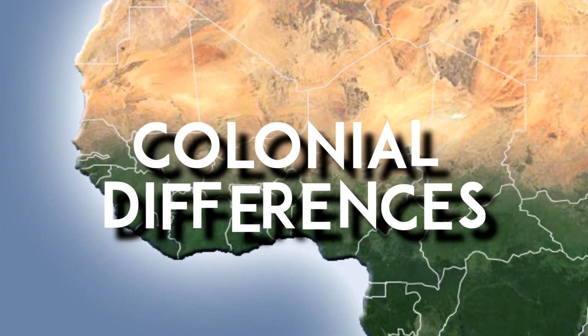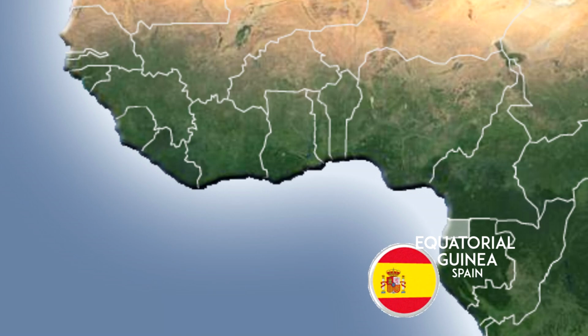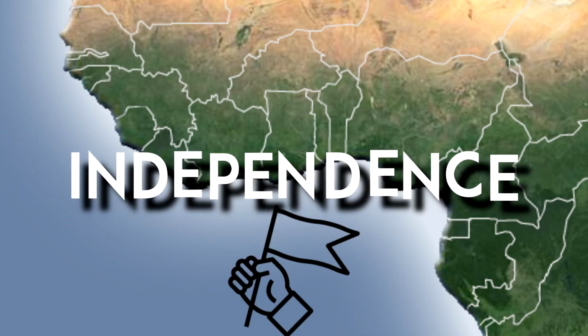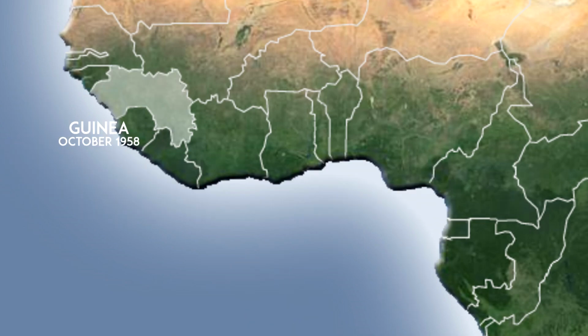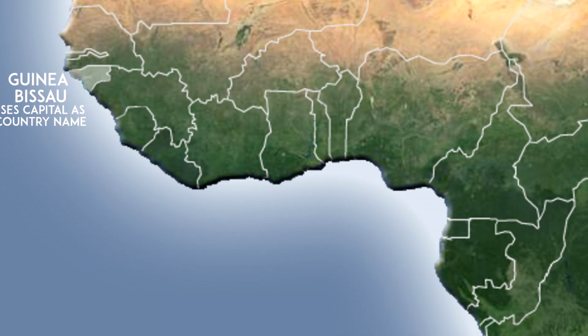So to tell the difference between the 3 Guineas, the easiest point of reference is Equatorial Guinea was colonized by the Spanish, Guinea-Bissau was colonized by the Portuguese, and Guinea was colonized by the French. According to independence, Guinea is the oldest of the 3, with Guinea-Bissau being the youngest. Equatorial Guinea derived its name from obviously the proximity to the equator, while Guinea-Bissau used its capital in its name to prevent confusion from the other 2 Guineas.